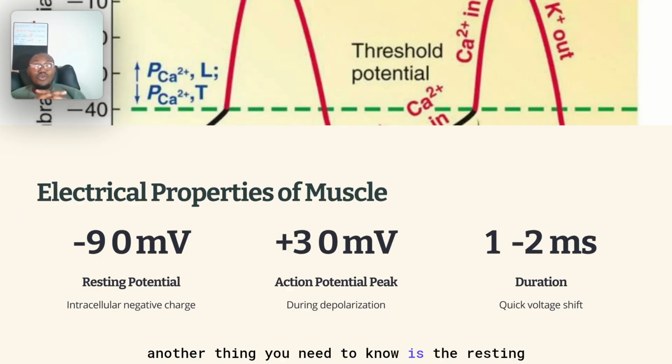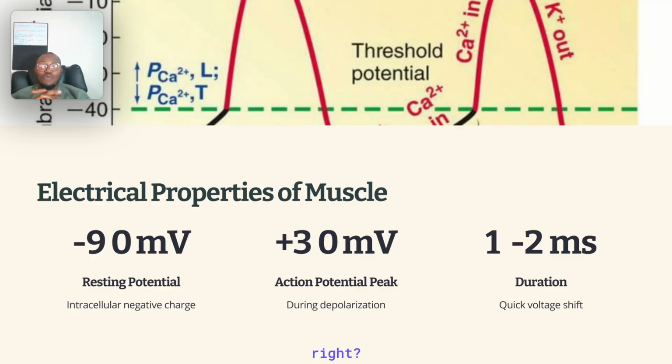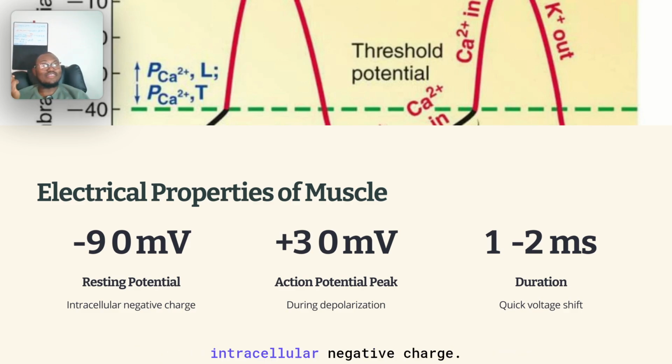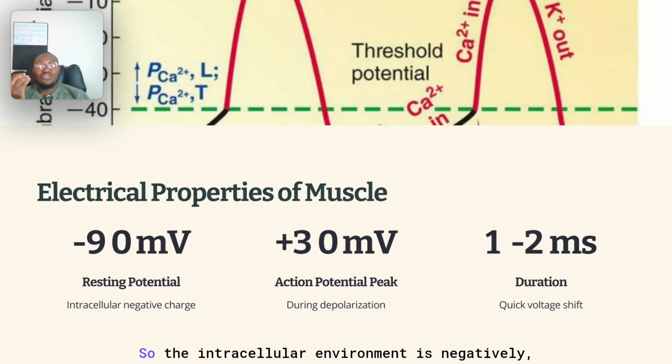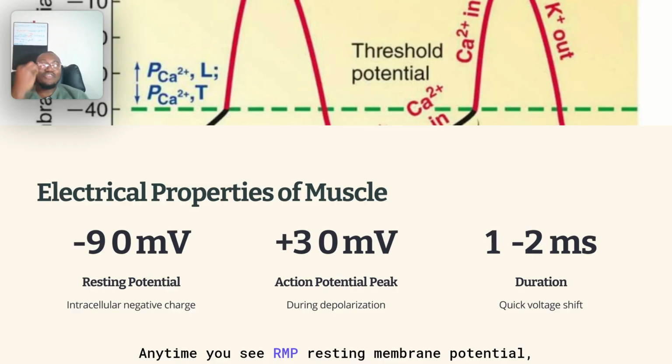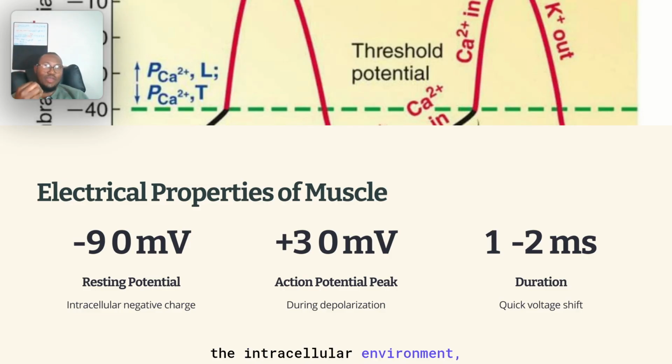Also, another thing you need to know is the resting membrane potential, right? The resting membrane potential is actually the negativity of the intracellular environment. That's why here I wrote the resting membrane potential minus 90 mV is the intracellular negative charge. So the intracellular environment is negatively what? Charged. Anytime you see RMP, resting membrane potential, know that they are asking you about the charge of the intracellular environment, which is always what? Negatively charged. You can't fail this in your exam. You can't afford to fail it.